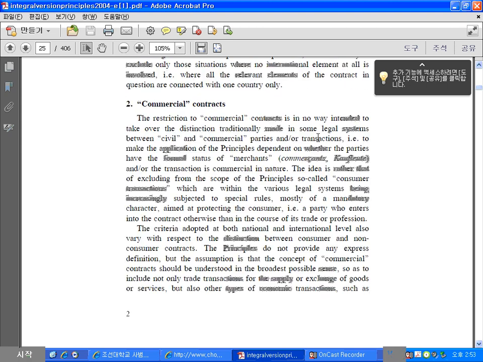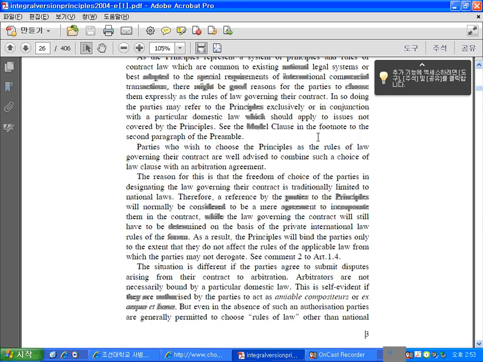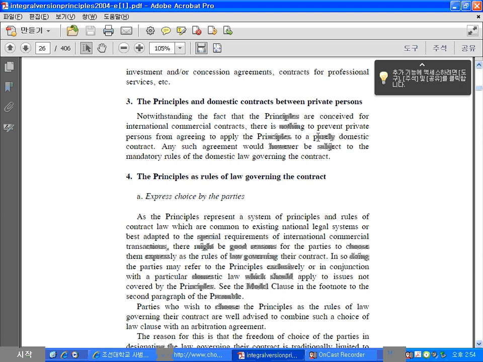And what is third? The principles and domestic contracts between private persons. Notwithstanding the fact that the principles are considered for international commercial contracts, there is nothing to prevent private persons from agreeing to apply the principles to purely domestic contracts. Any such agreement would, however, be subject to the mandatory rules of the domestic law governing the contract.